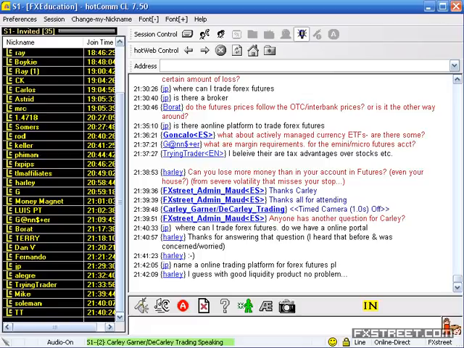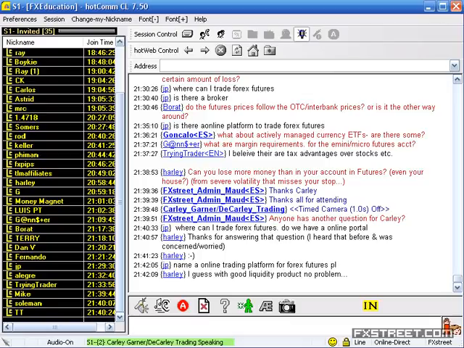In all honesty, someone's asking about actively managed currency ETFs. Are there some? I don't know of any. That doesn't mean that there aren't any, but from all of them that I'm aware of, it's kind of an index fund. They're either long or short, and they keep their ratios, and that's it.